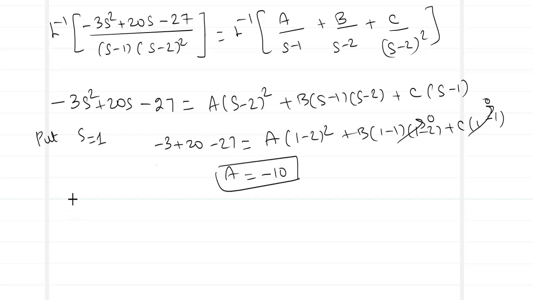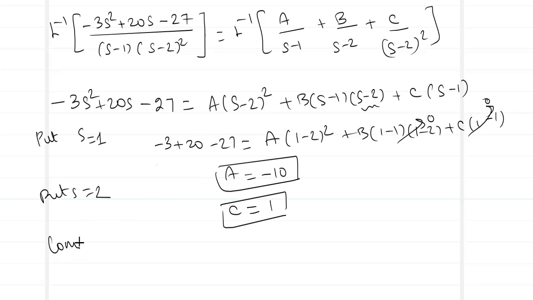Now in the second quantity, you put s to be equal to 2 because this is my factor. When I substitute s to be equal to 2, you will be getting your c as 1. So the second constant is also gone. Now how to get the third constant?